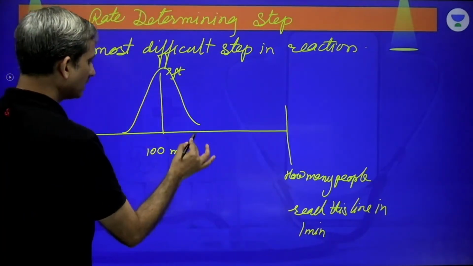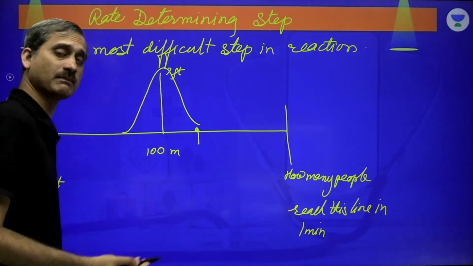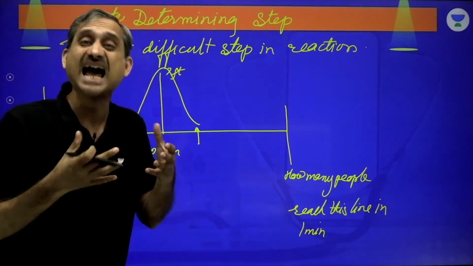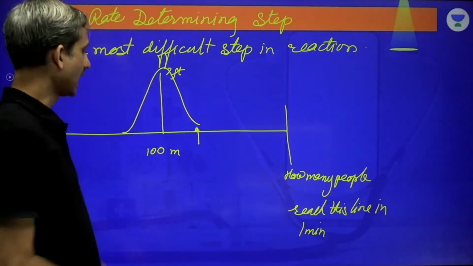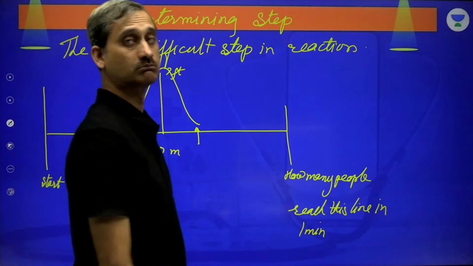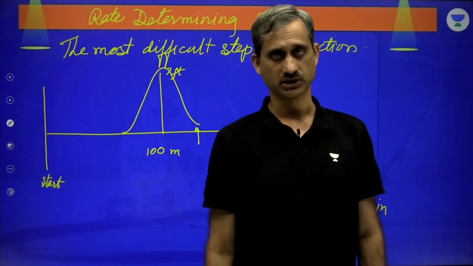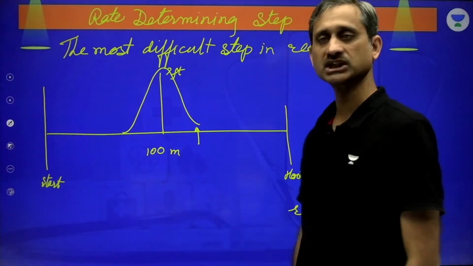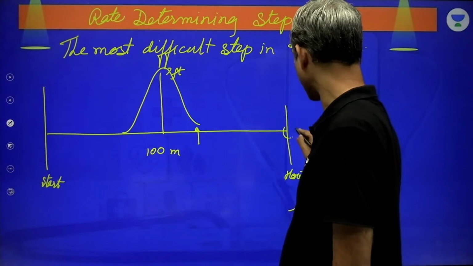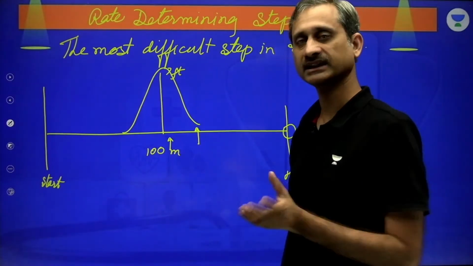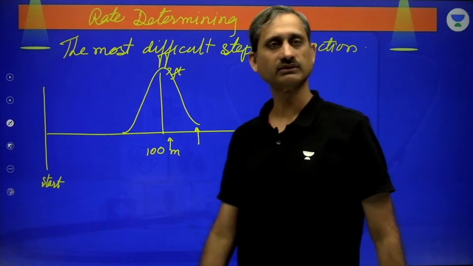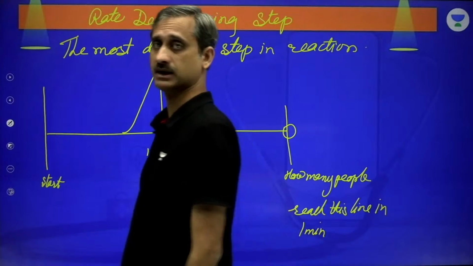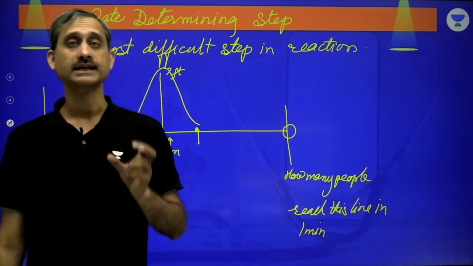So how many people reach here is not the matter of how much time they take to jump through the wall. It is how many people can jump over the wall. And this wall becomes the most difficult step in this process. All those people who are capable of jumping over the wall will always be able to reach here. So rather than counting at this point, I can simply count at this point how many people are crossing it. That's the rate of the reaction. So this becomes the most difficult step in the reaction, or the rate determining step.